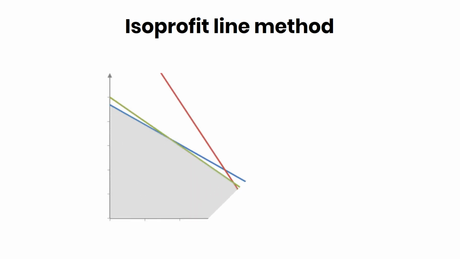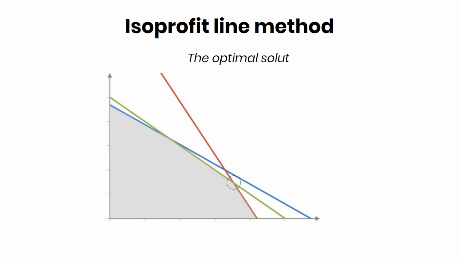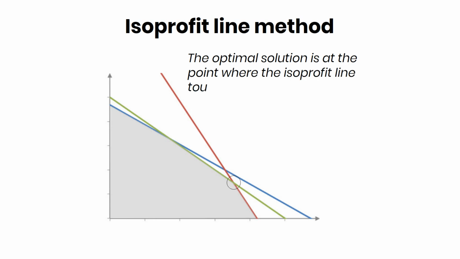The isoprofit line method is another graphical technique used to find the optimal solution. This method involves drawing lines of equal profit, isoprofit lines, parallel to the objective function and moving them outward from the origin until they reach the last point within the feasible region. The optimal solution is at the point where the isoprofit line touches the feasible region.